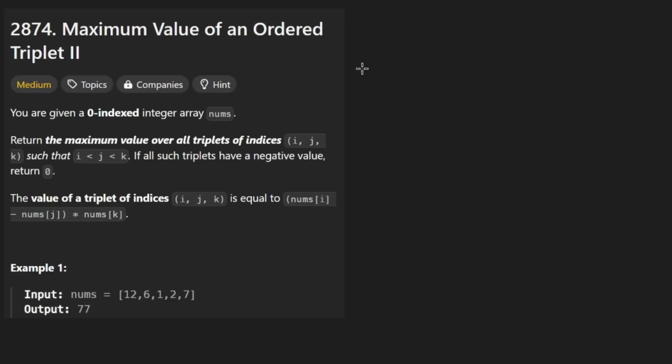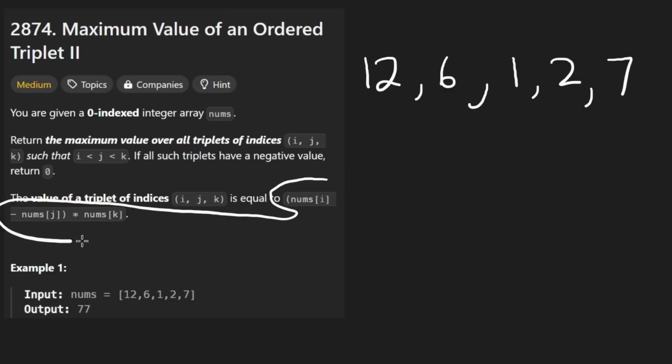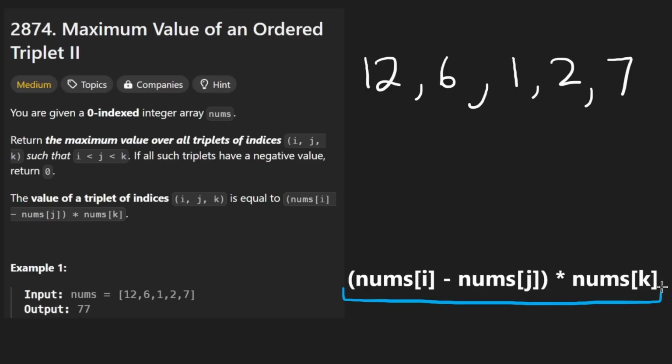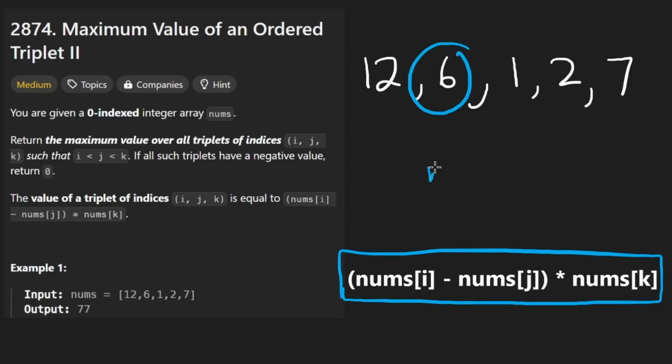Let's take a look at this example: 12, 6, 1, 2, and 7. Looks like the solution is 77, and that is this math formula that kind of got chopped off. So I just rewrote it down here because this is kind of the entire problem. We want to maximize this formula. The idea that we had was that, well, we always want this to be as big as humanly possible, right? So as we're going through, anytime we see a new maximal value, we're going to say it's going to be our i value now.